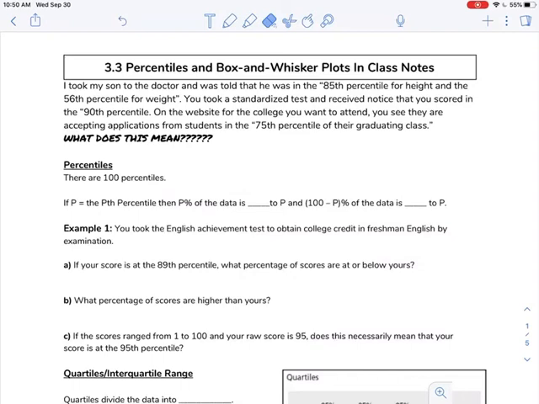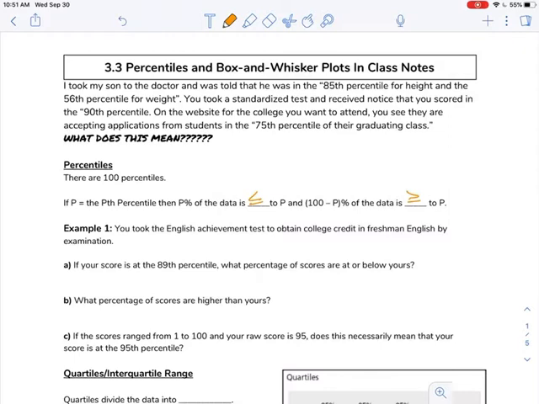All right, so this is just a recap from the notes in class. Percentiles, there are 100 percentiles, so that we know that P% of our data, if we're in the Pth percentile, is going to be less than or equal to P. And then if we want to find out where we are, we take 100 minus P, and the data is going to be greater than or less than. But let's look at an example.